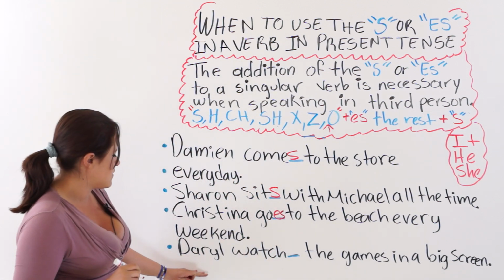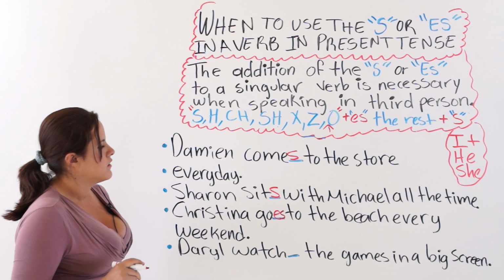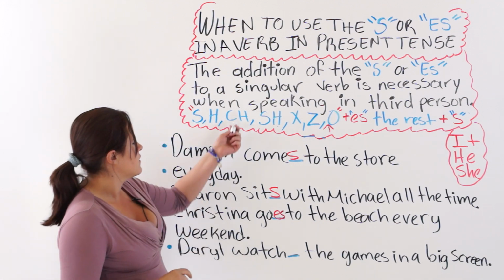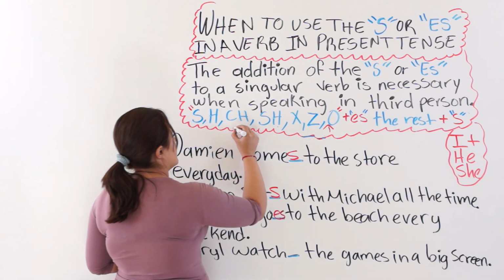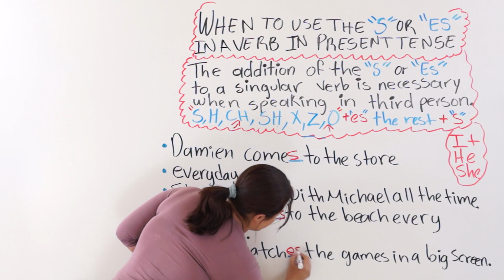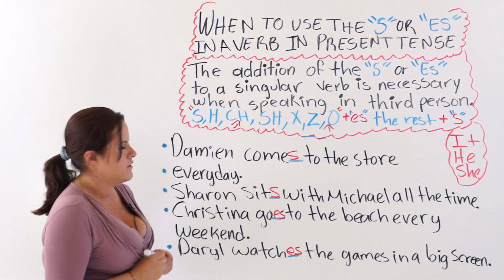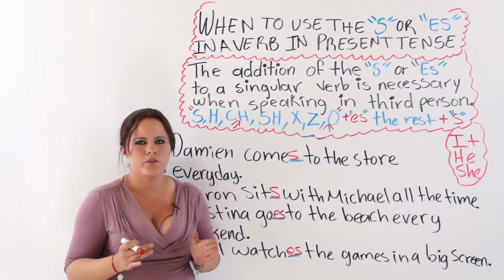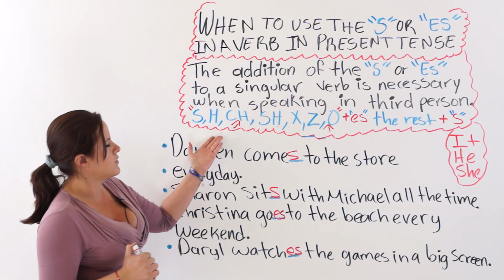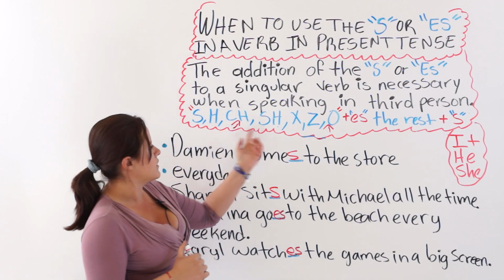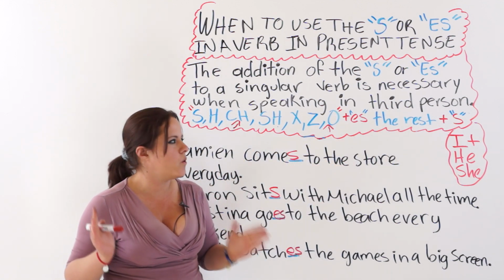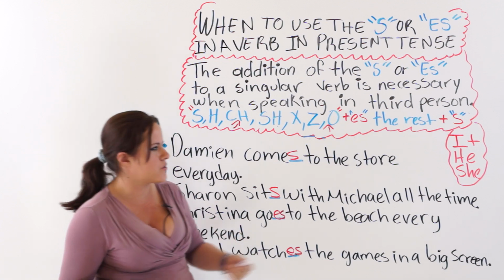And the last one says, Daryl watch the games in a big screen. Watch ends in CH. For this matter, we are going to use ES. Alright, so this is how you do it. This is when you have to use an ES, when it ends in one of these letters, and the rest you just add an S. Remember, only specifically when speaking in third person.